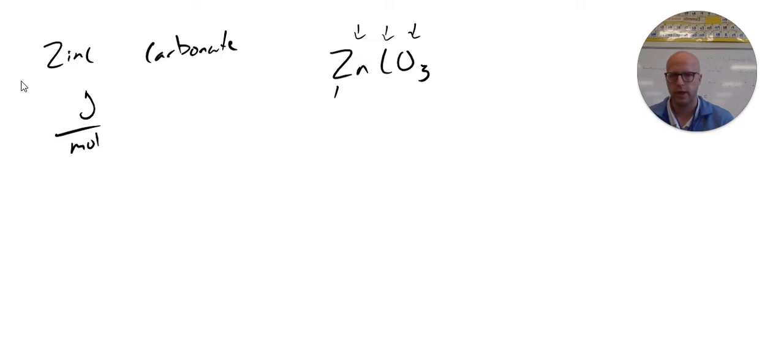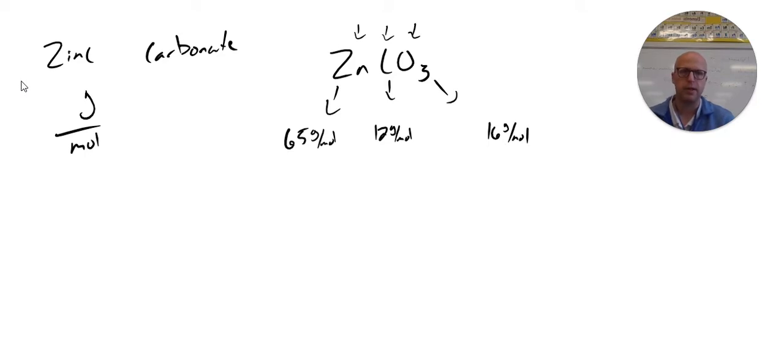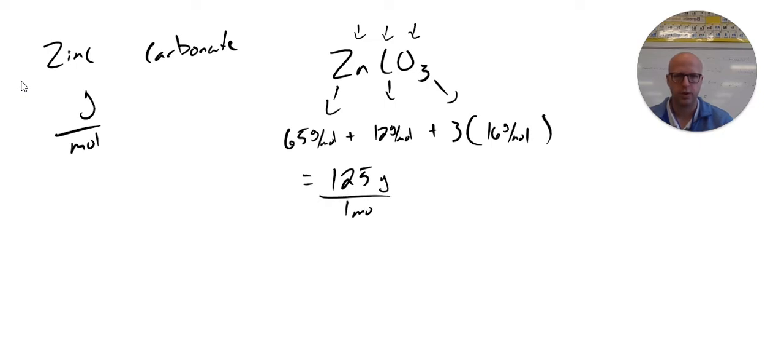So we go and look. For zinc, I'm going to round to the nearest whole number. Zinc has a molar mass of 65 grams per mole. Carbon has a molar mass of 12 grams per mole. And oxygen has a molar mass of 16 grams per mole. But for every 1 zinc carbonate, I have 3 oxygens, so I'm going to take that times 3. Then I'm going to add all these up: 65 plus 12 plus 3 times 16. And I come to find out my molar mass for this compound is 125 grams per 1 mole of zinc carbonate.